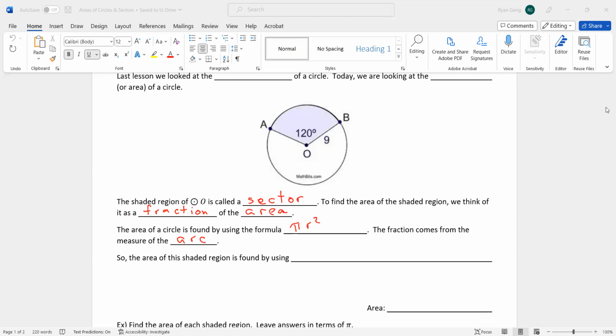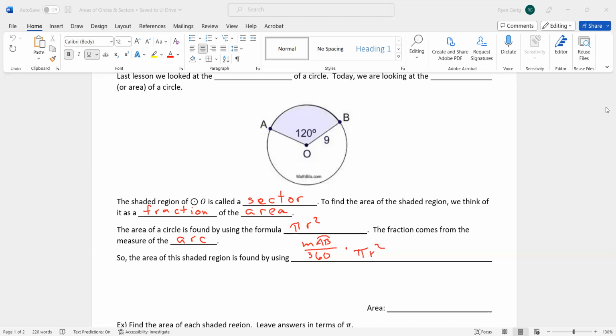All right, so just like arc length, the beginning of the formula matches exactly. So the measure of arc AB divided by 360. That should look very familiar to what we did yesterday. But then instead of multiplying it by 2 pi r, we multiply it by pi r squared. That's the only change with this formula. Okay, so let's do this problem.